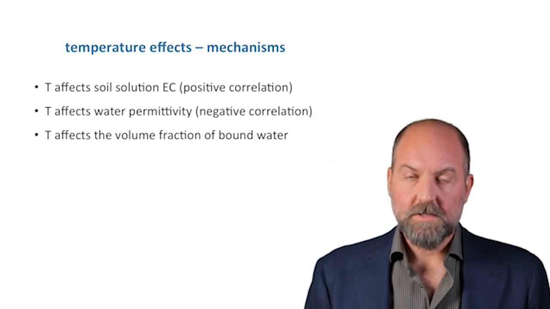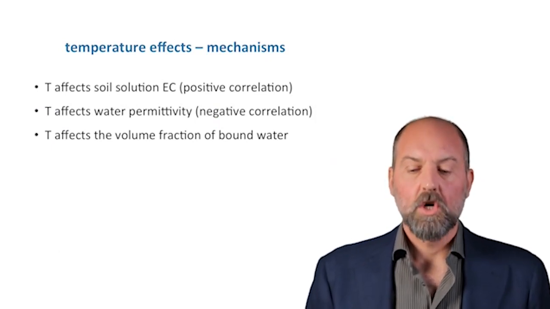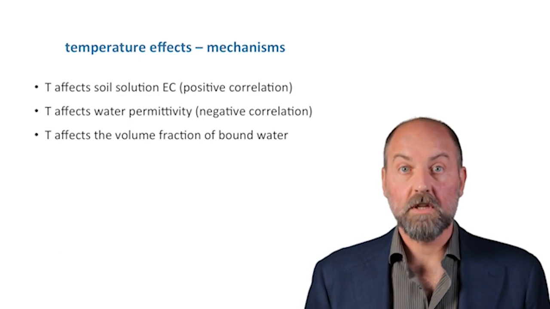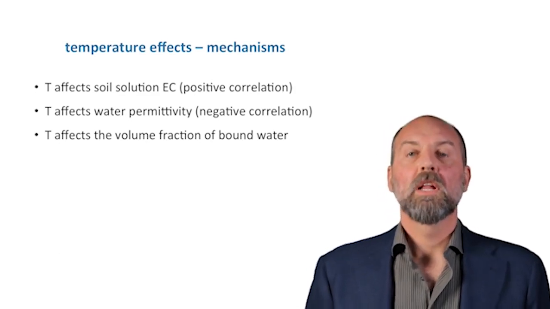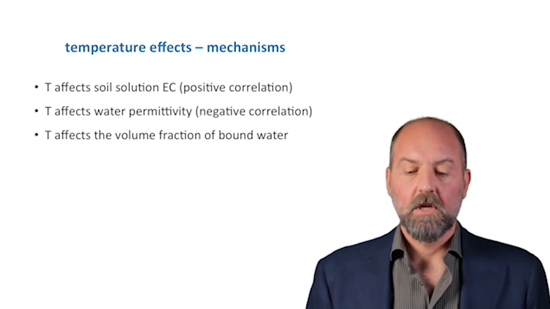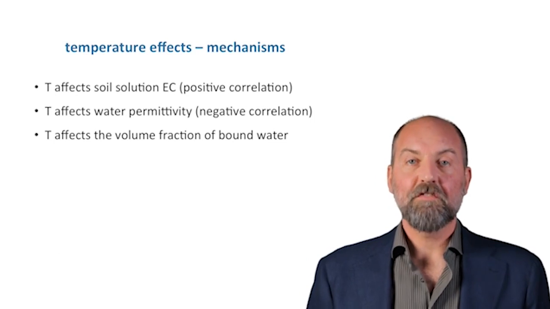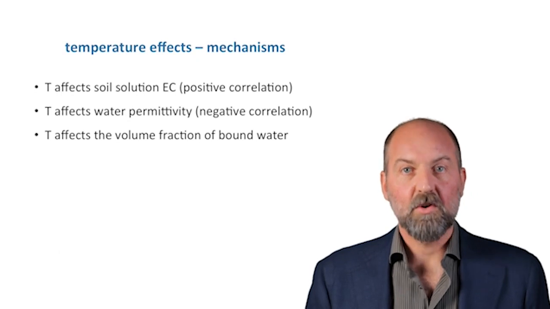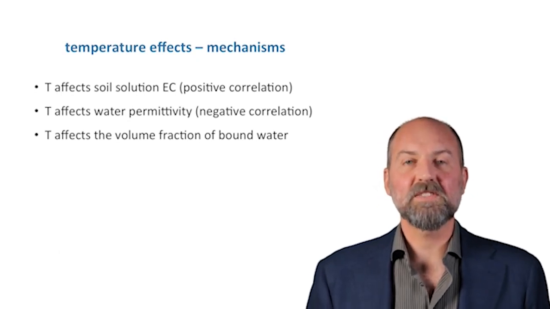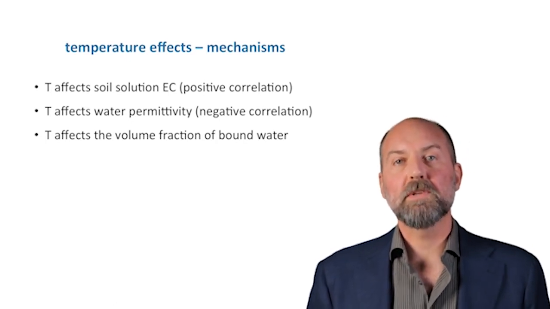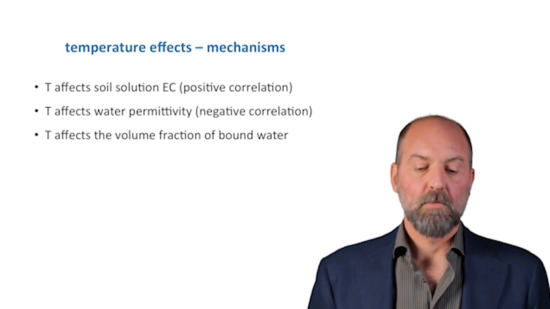Let us now spend a few words to discuss temperature effects, which are ubiquitous in field measurements and account for the large part of errors that we observe in soil water content estimates. Now, temperature affects soil permittivity in at least 3 ways. In the first place, temperature affects the permittivity of the water phase. And as you may or may not know, it does so with a negative correlation. In other words, as the temperature goes up, the dielectric permittivity of water decreases.